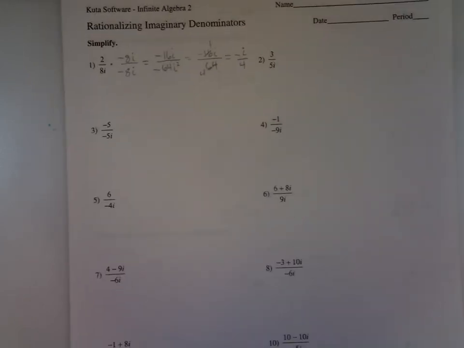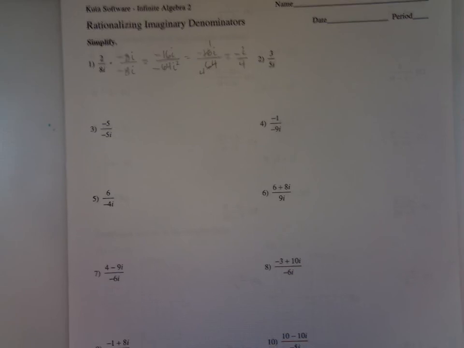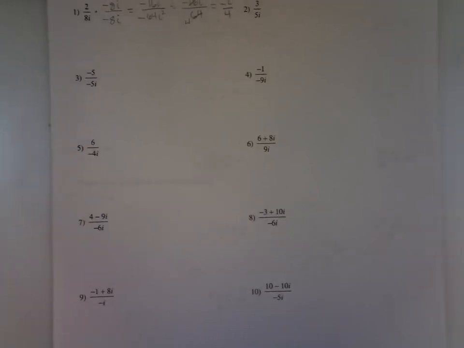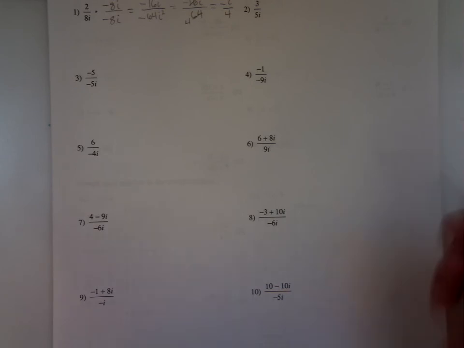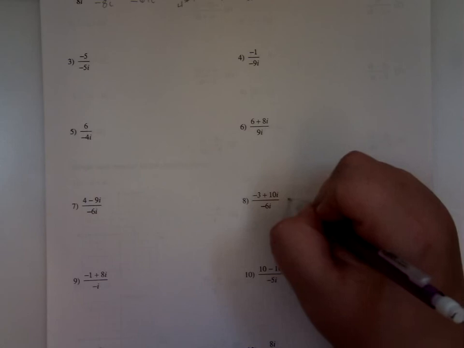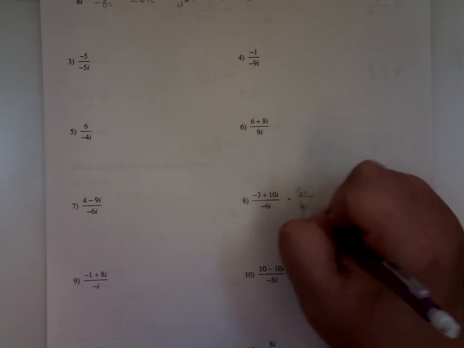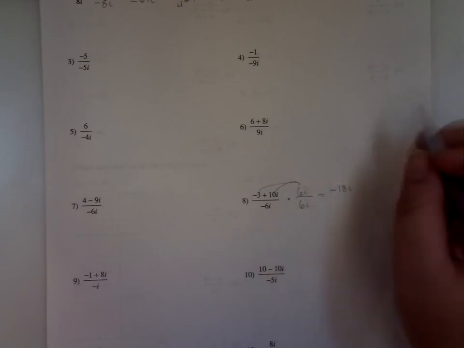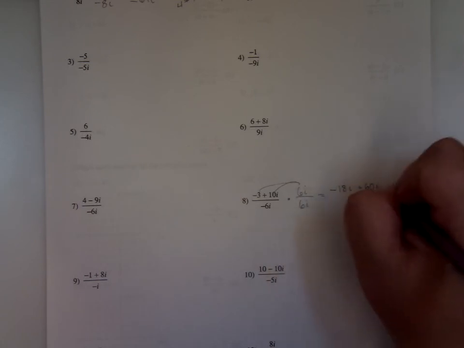Okay, let's do number 8. So we're going to multiply by a positive 6i, top and bottom, remembering that we have to distribute. So we've got -18i plus 60i squared all over -36i squared.